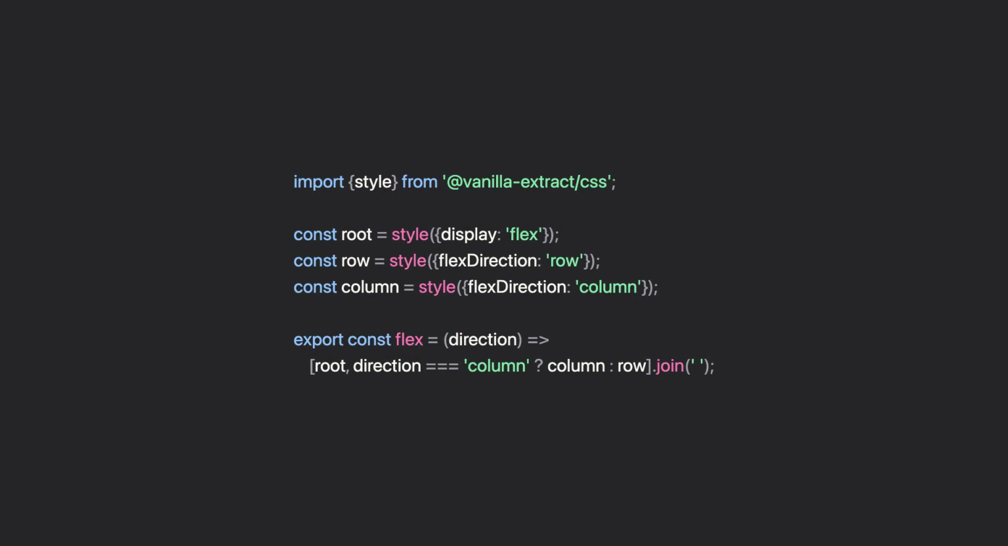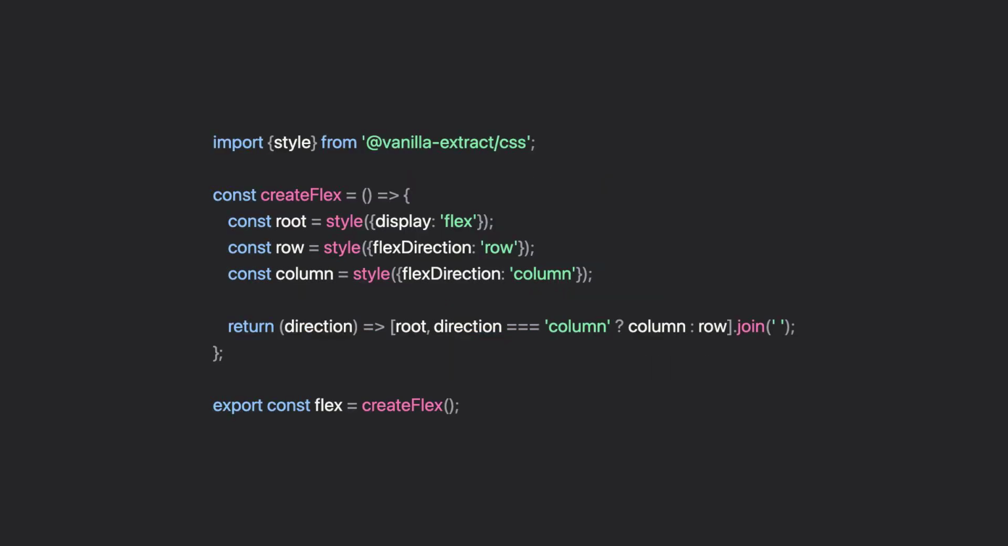Let's imagine we wanted to create a declarative flex API. We could pass in props at runtime, like direction for example, and receive a valid class name in return. If you tried to do this, you'd receive a compile error informing you that you tried to export an invalid type from your .css.ts file.